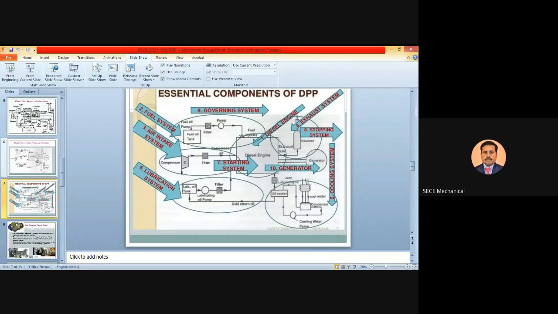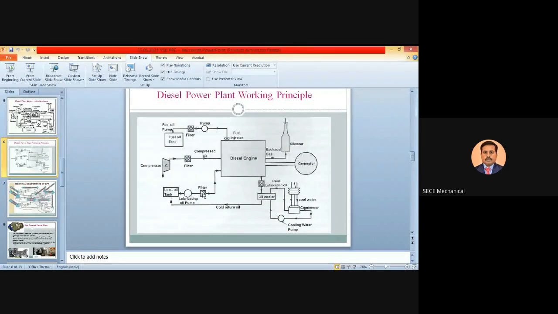This is the last slide. So what are the diesel engine components? The diesel engine power plant components are the fuel tank, fuel pump, filter, pump, then fuel injector. This is one type of system. To supply air, there is the air compressor and filter, and then it goes to the diesel engine. Similarly, for lubrication purposes, there is the lubricating oil tank, lubricating pump, and filter, then it goes to the diesel engine.